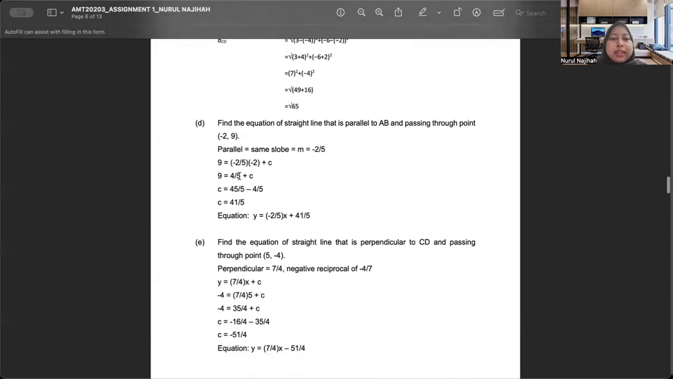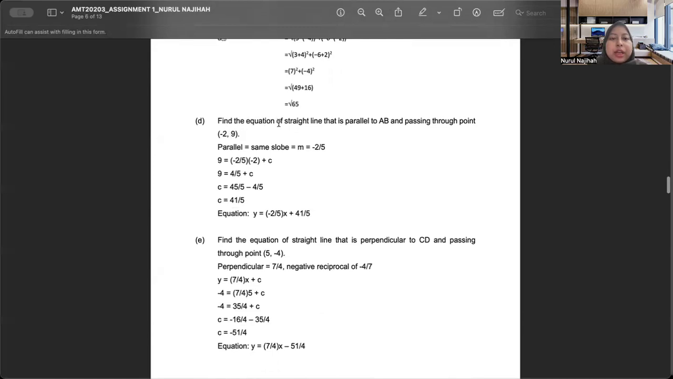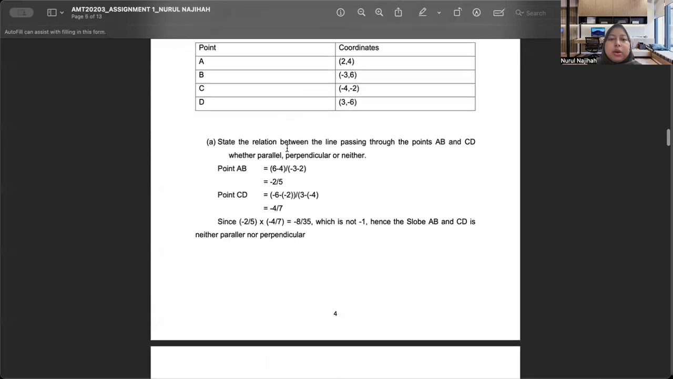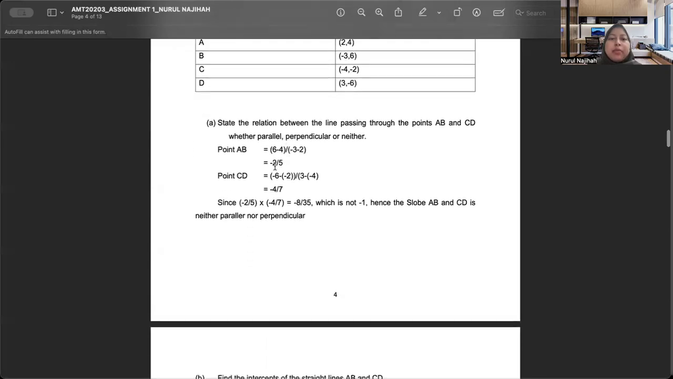And for question D, we need to find the equation of the straight line that is parallel to AB and passing through point -2, 9 as stated in the assignment question. So parallel is equal to same slope. So meaning that this -2, 9 has the same slope as AB. So we need to find, just now we have found out the slope of AB is -2/5.